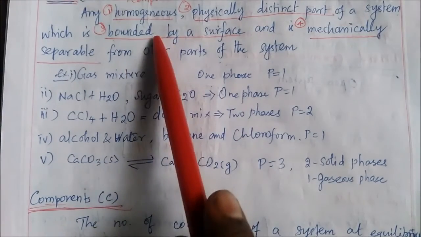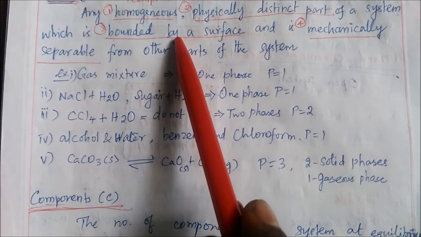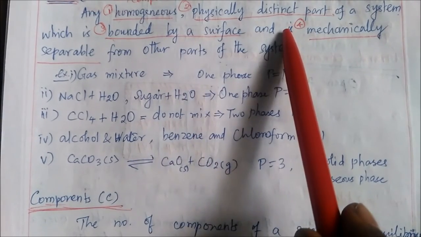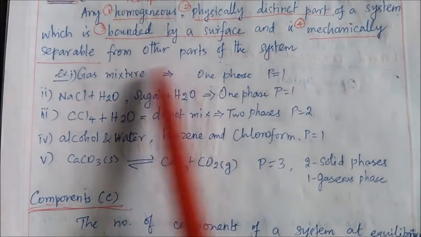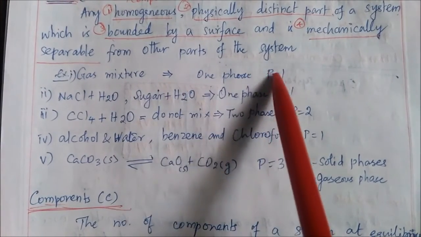It is homogeneous. It is physically distinct. It is bounded by a surface. It is mechanically separable. So it is called one phase. A gaseous mixture consists of one phase. P is equal to 1.